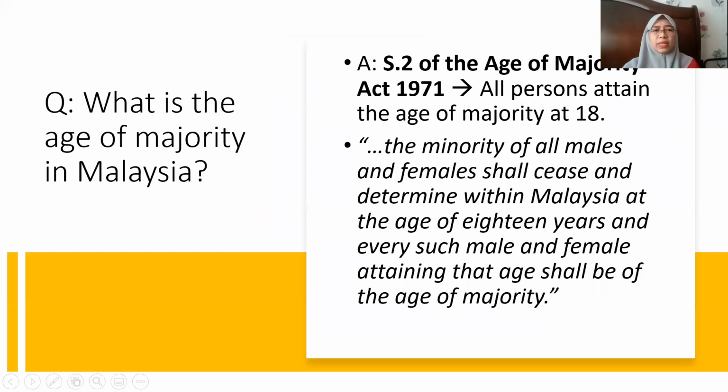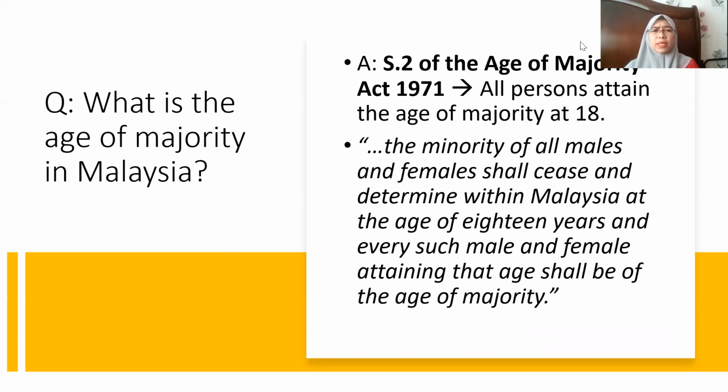So we go to the Age of Majority Act. The question is, what is the age of majority in Malaysia? At what age is a person considered a major, and no longer a minor? The answer lies in section 2 of the Age of Majority Act, because all persons in Malaysia attain the age of majority at 18. So if 17 plus, still it's not considered as major. That's the relevant part of the section here.